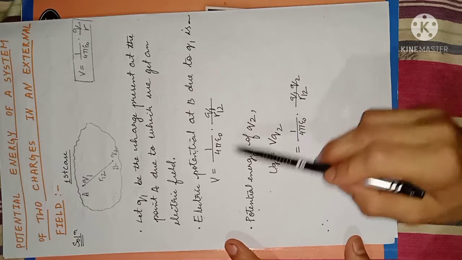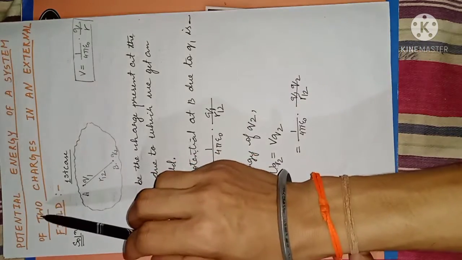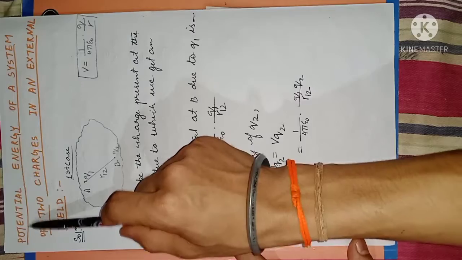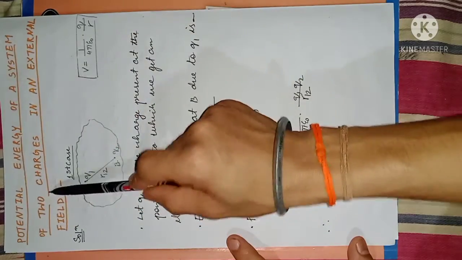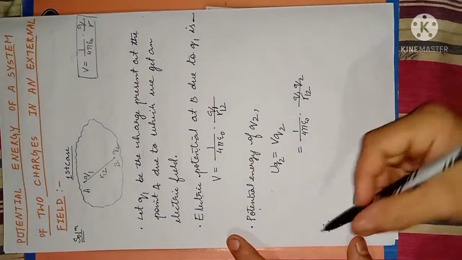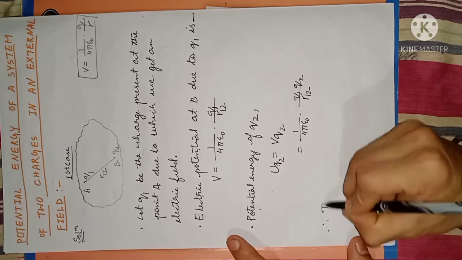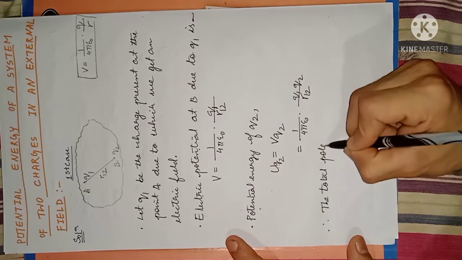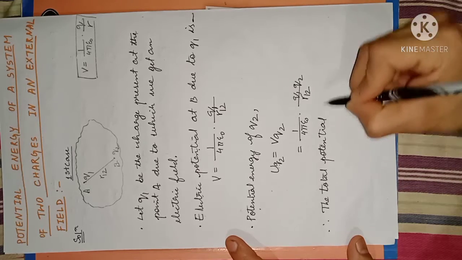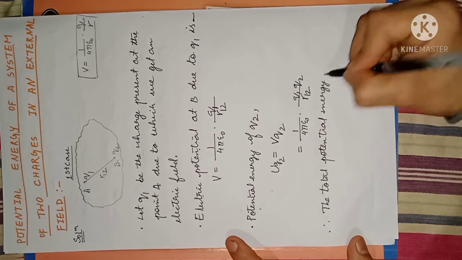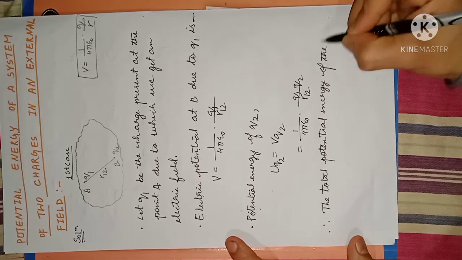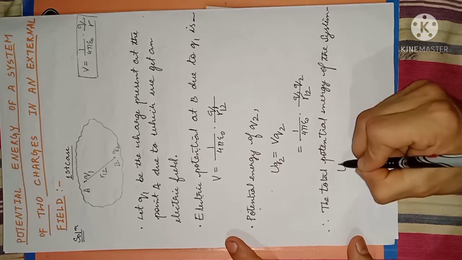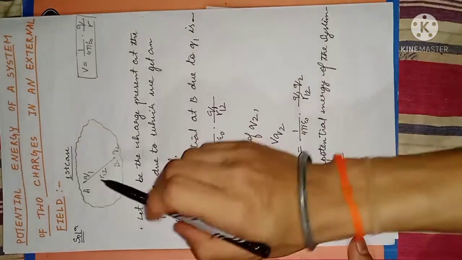Now we need to find the total potential energy. Since the main topic is the potential energy of a system of two charges in an external field, we need to find the total potential energy. Therefore, the total potential energy of the system, U, will be equal to UQ2.